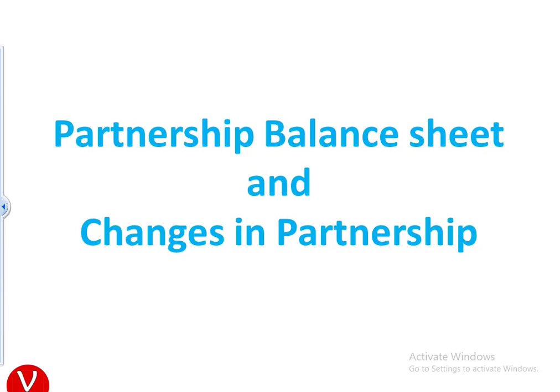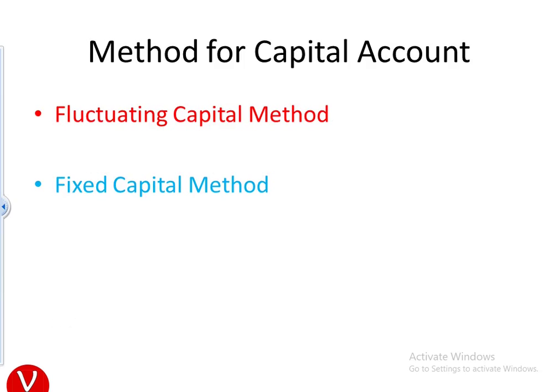So let's get started. In our previous class, we understood how partners should maintain their capital account. One is using the fixed capital method, where the capital amount does not change. Another is the fluctuating capital method, where the capital account changes every time we give our share of profit or losses using the appropriation account.